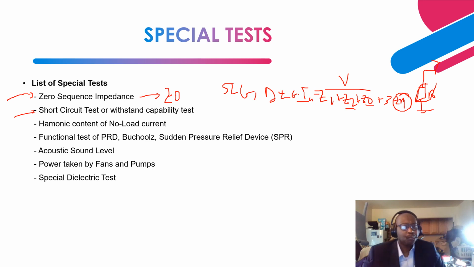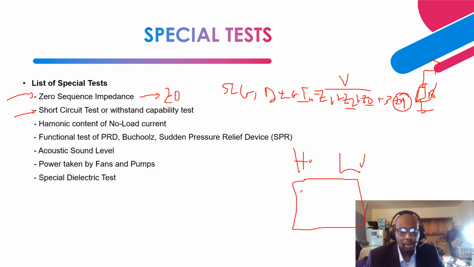Okay, so the short circuit test, what do we do? You have the high voltage side of the transformer, you have the low voltage side. These are the terminals: phase A, phase B, phase C, on each side. So the low voltage side is short circuited.